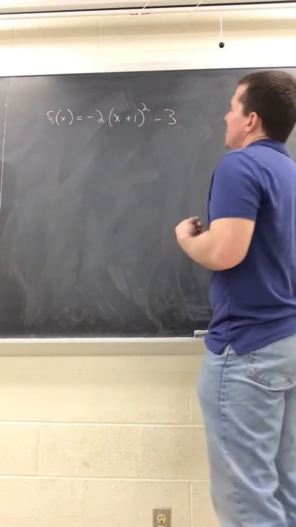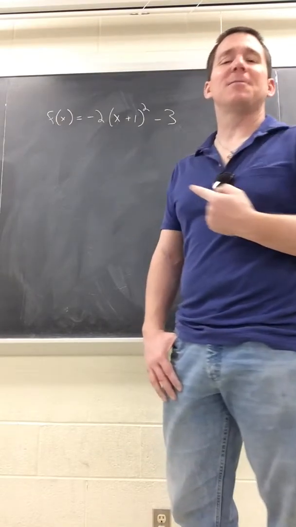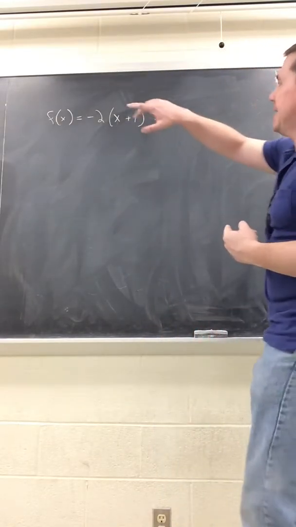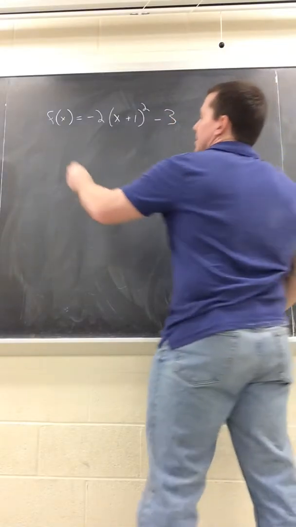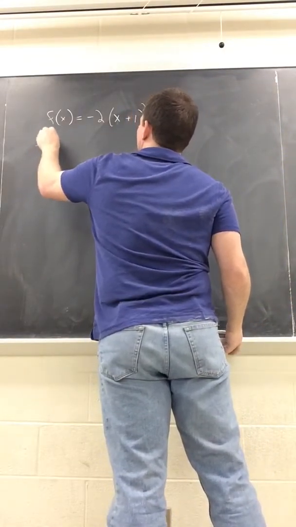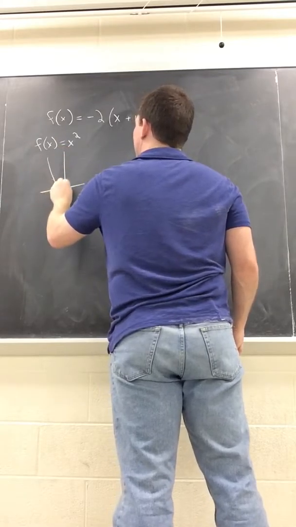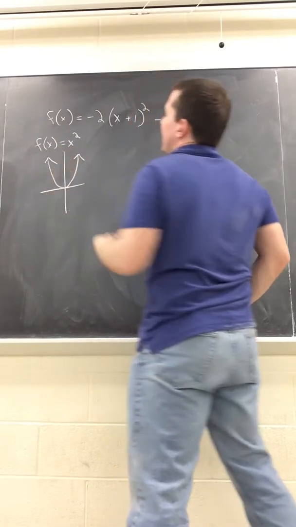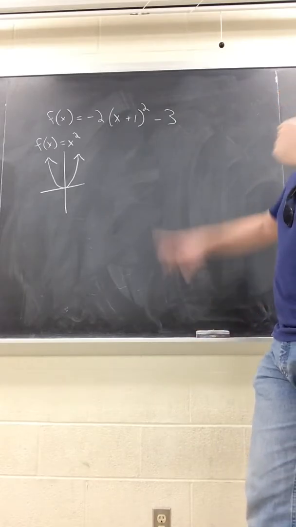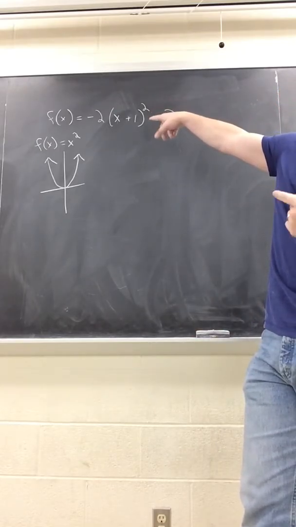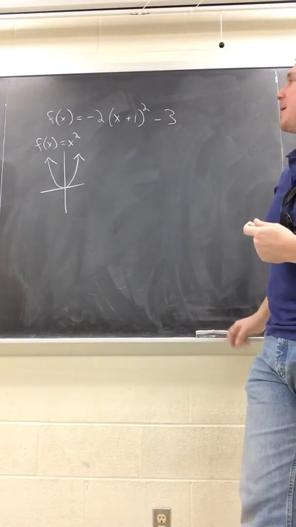Well, let's see. The way this works is find a basic function to start with. In this case, clearly it's x squared. So we'll start with an x squared graph, f of x equals x squared, a basic parabola. And now using that graph, build that graph right there, step by step, transformation by transformation.